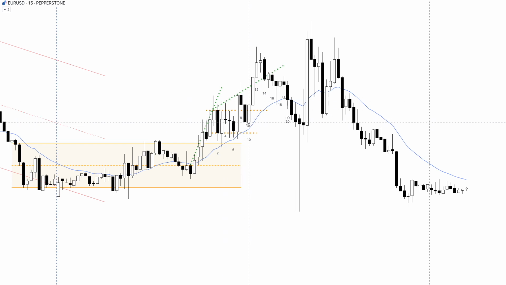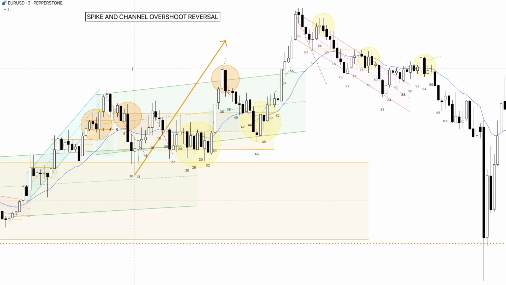But we then pull back, so you also get that breakout pullback on this smaller range, and then we head up and we overshoot and we reverse. So let's go in and look at the trades for the night.